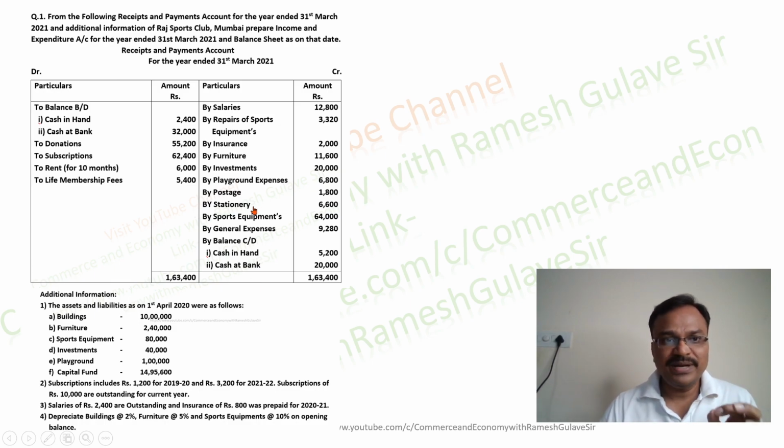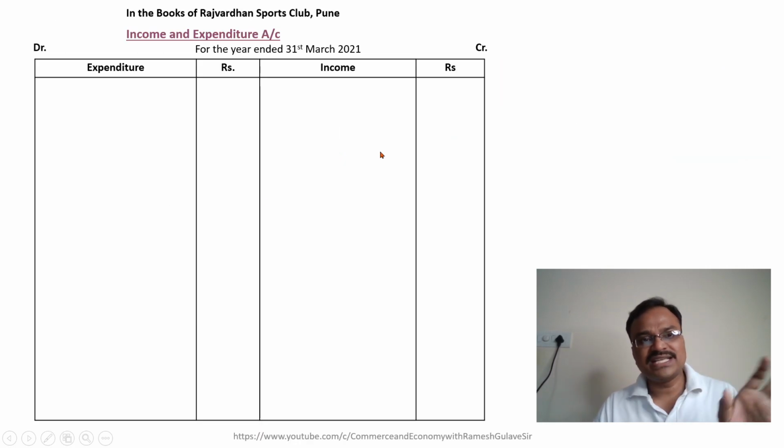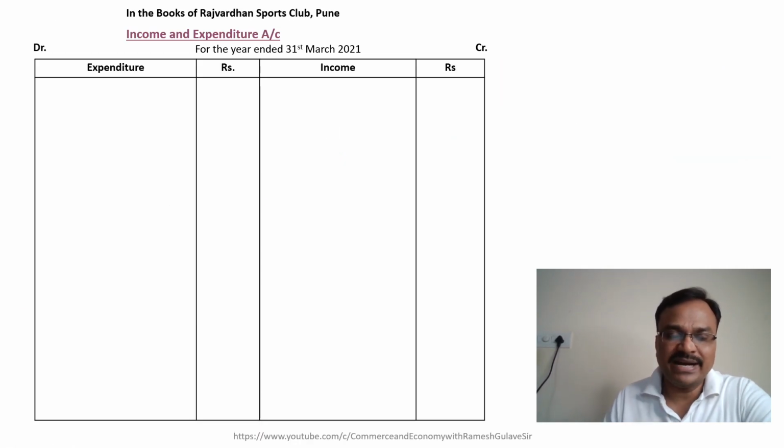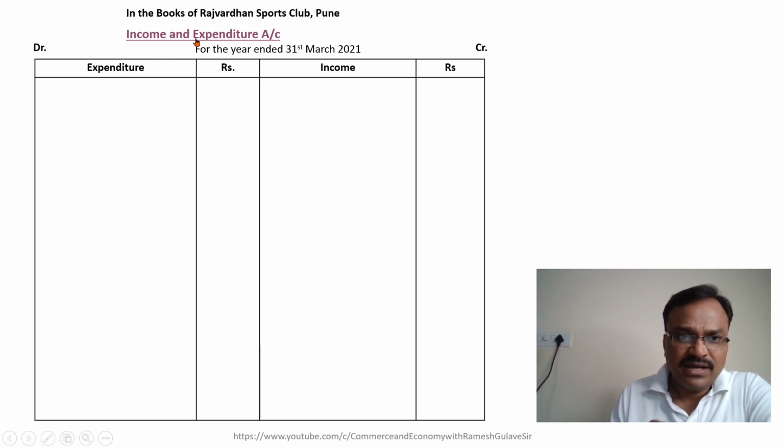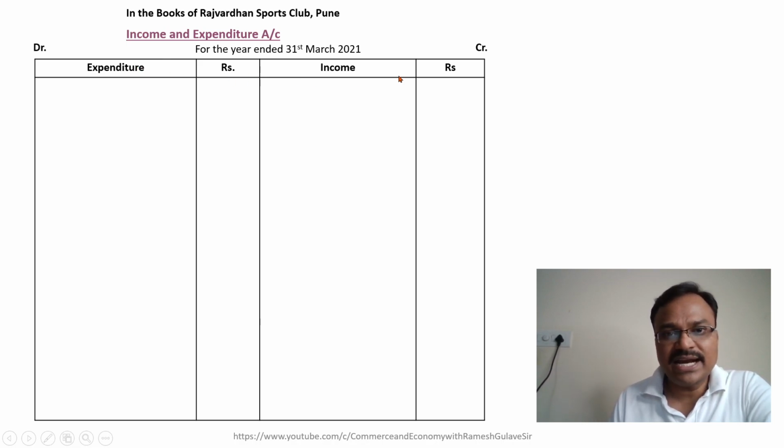First, we have to prepare the format of income and expenditure account. Here on the screen, you can see the format of income and expenditure account. We have to prepare income and expenditure account in this format only. All expenditures are recorded on the debit side and all incomes are recorded on the credit side.